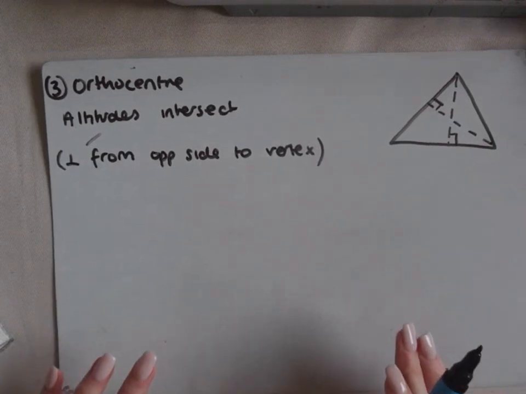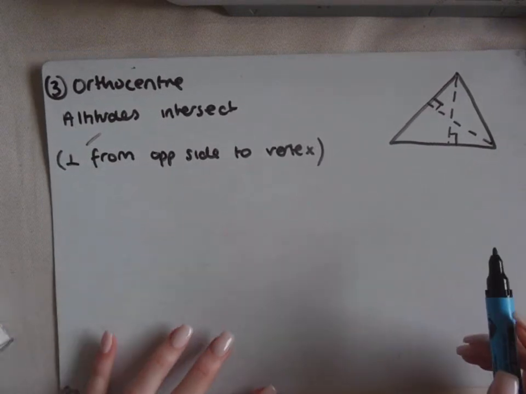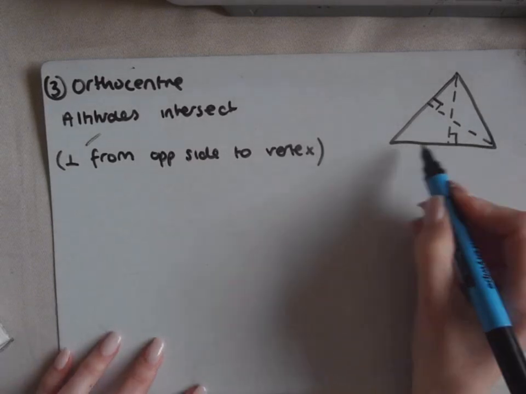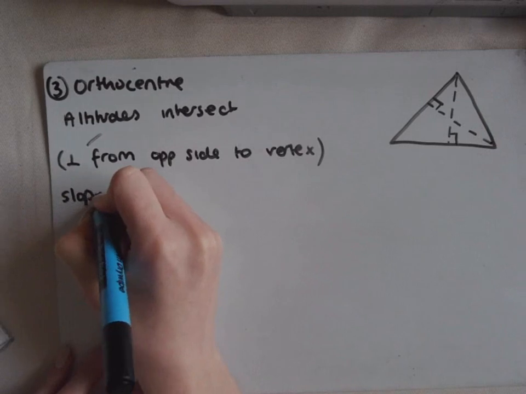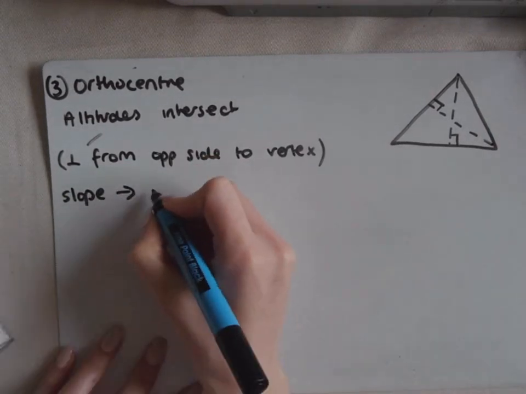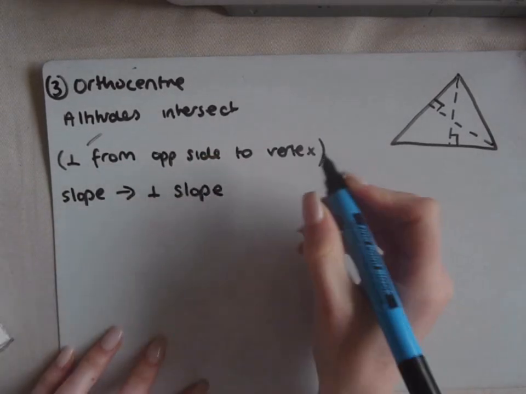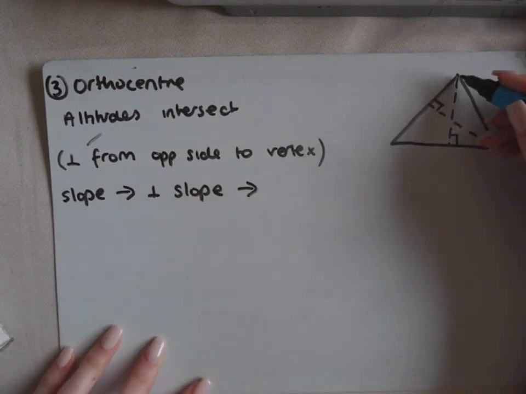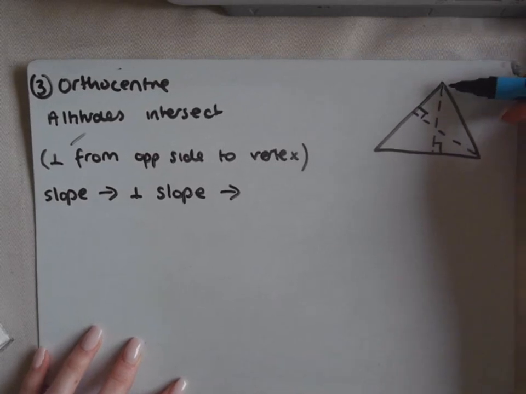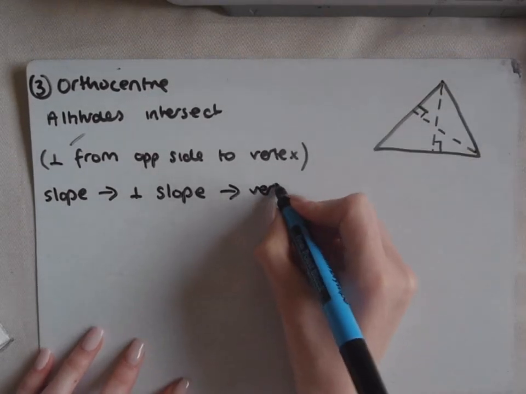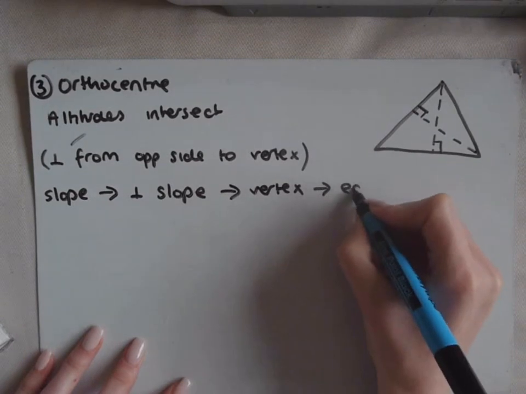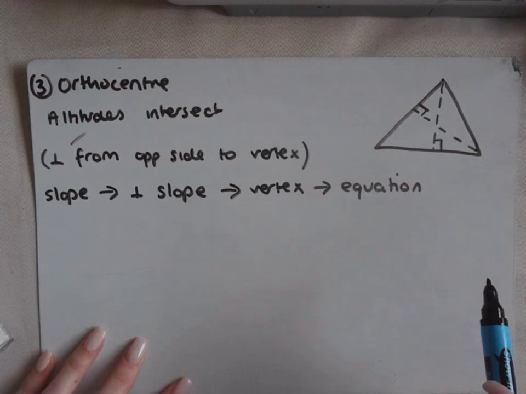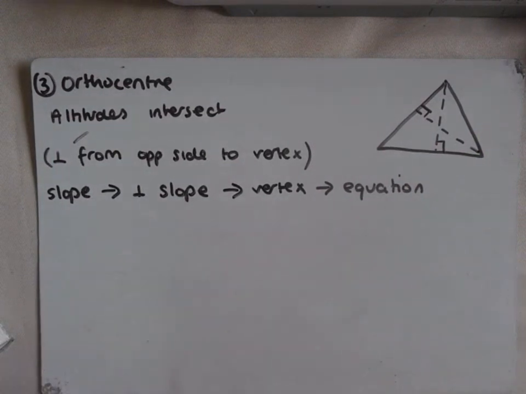So if you were to get steps for finding the altitudes, then, okay, you would get the slope of the side, okay, then you'd get the perpendicular slope. So we have this slope, then we have the perpendicular slope, and this is going to be our point that we'll use. So this is the vertex, and then you could do the equation, okay, and you do that for two, and then you can do simultaneous equations to see where they meet. So we'll do an example of those now.